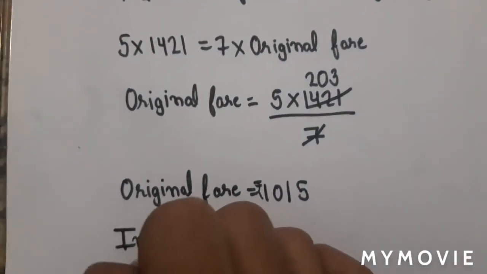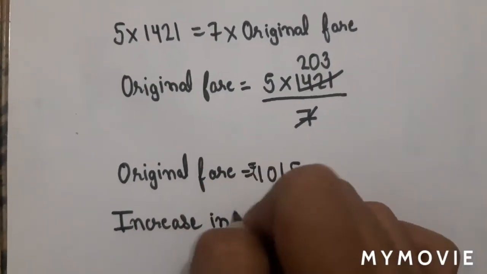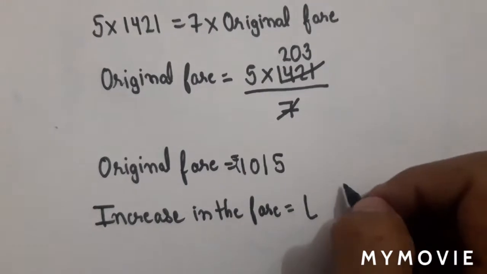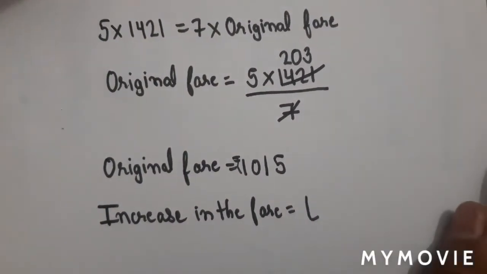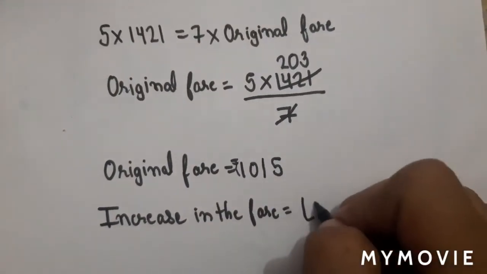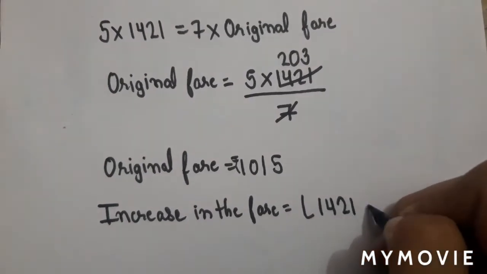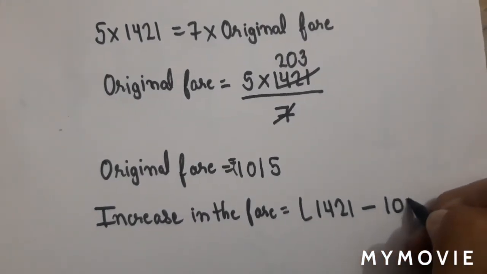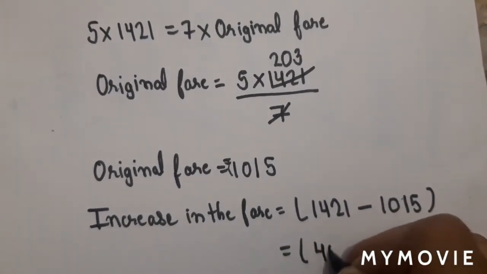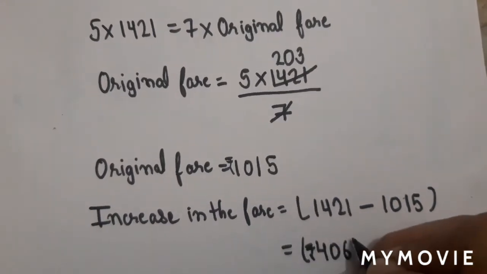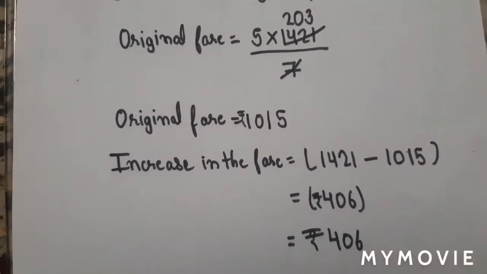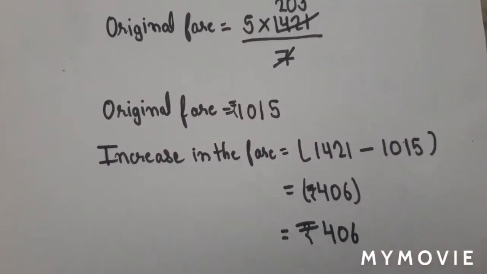So increase in the fare is equals to, we should subtract 1015 original fare from increased fare. So our increased fare is 1421 and our original fare is 1015. So if you subtract, you will get the answer as 406 rupees. So friends, our first question is solved. We got the answer as 406. So friends, let's move on to the second question.